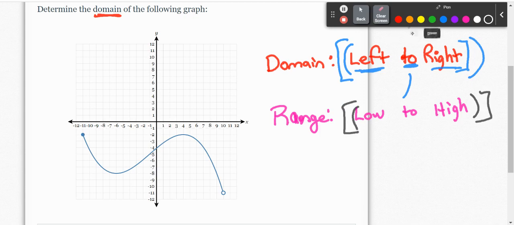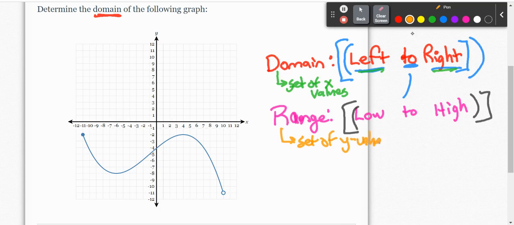Now, domain, being left to right, is a set of x values. And the range is going to represent the set of y values. And so when we're looking at the graph, to answer this question of domain, you have the option to write interval or set notation. I'm going to default to interval notation because it's the one that's more commonly used in the higher math classes. The set notation is also nice with the alligators.